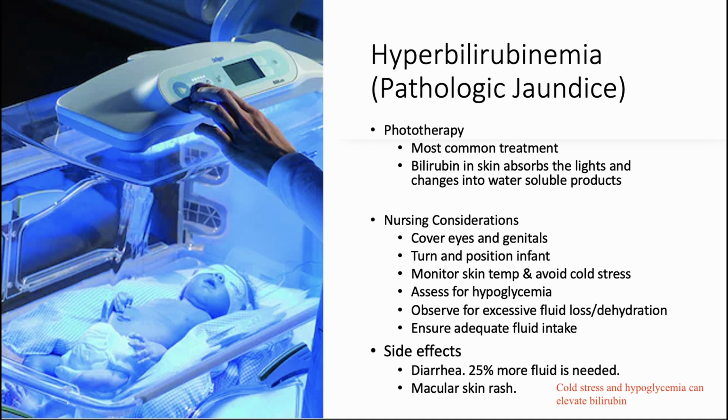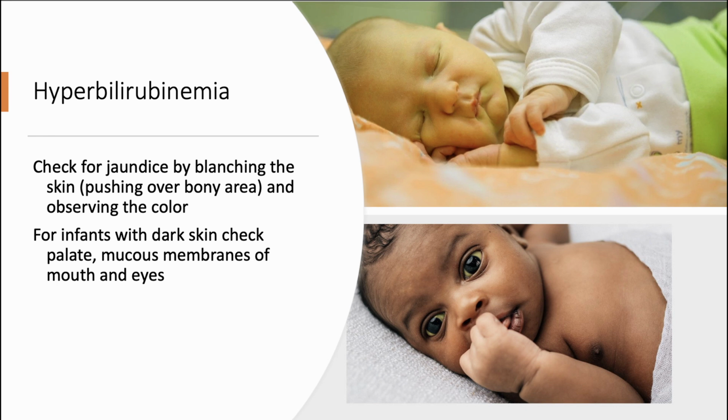Two of our side effects. Normal side effects, where we're not concerned if these things happen, would be diarrhea and macular skin rash, sort of like a red rash. The way we're going to check for jaundice: first of all, you may just notice it, that they may look yellow. We're going to push on a bony area and observe the color. If the child has darker skin, where it wouldn't be super noticeable on just their skin in general, we want to look at the sclera of their eyes, the hard palate of their mouth, and mucous membranes.